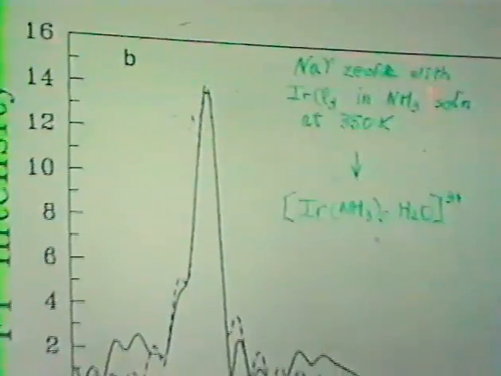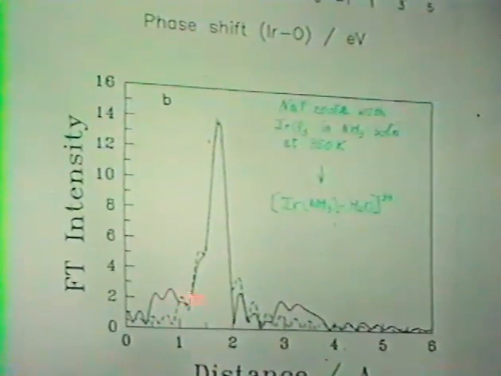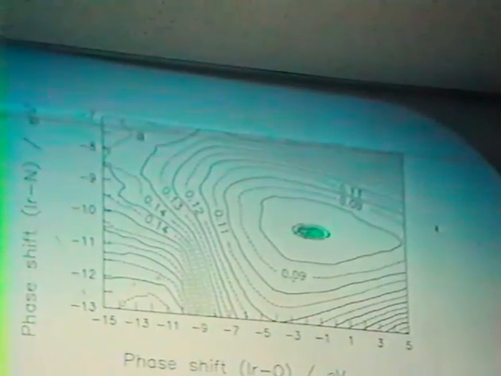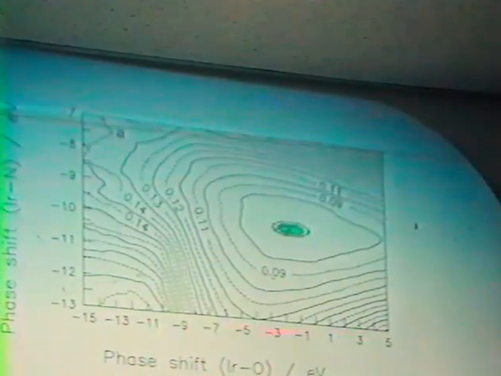And then after several days of heating, we obtained this kind of XAFS spectrum, which we didn't know. So we used this kind of XAFS fitting. At each point here, we made a long, tedious calculation as a function of phase shift, and then we were able to obtain this contour plot. And this is the point where the error is minimized here.